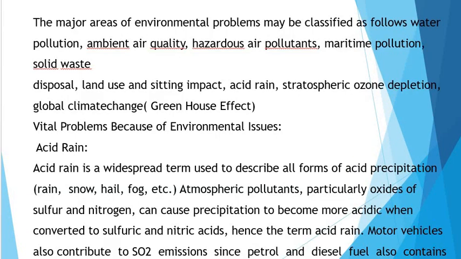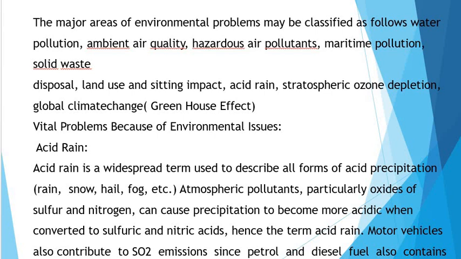The major areas of environmental problems may be classified as follows: water pollution, ambient air quality, hazardous air pollution, maritime pollution, solid waste disposal, land use and siting impact, acid rain, tropospheric ozone depletion, global climate change. A vital problem because of environmental issues is acid rain.